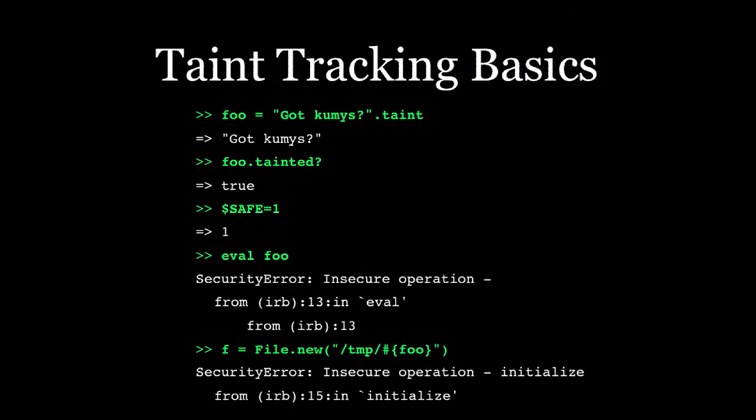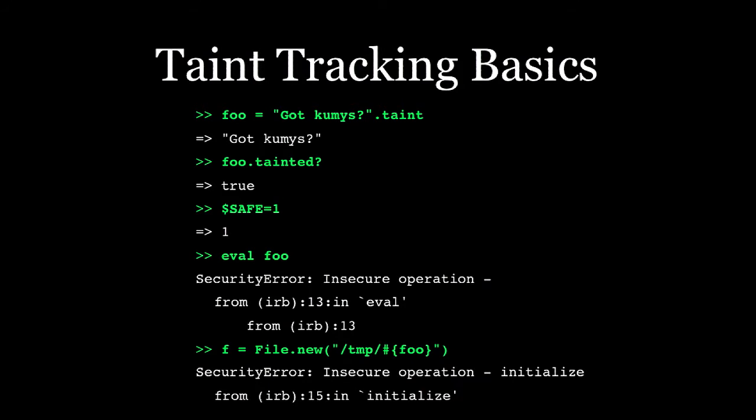What are some of the basics with taint tracking? This is a Ruby example, and it looks really sweet. We have a foo variable. We mark that variable as tainted, meaning untrusted. And then there's a method for us to check whether it's tainted or not. In Ruby style, it's .tainted? Is it tainted? It's true.